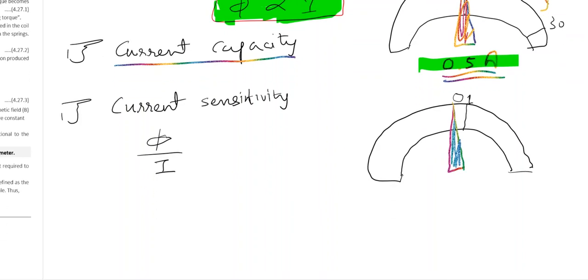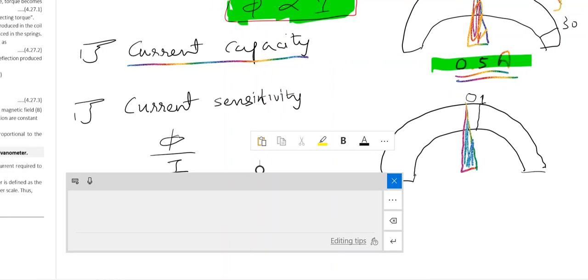So should the galvanometer have more capacity or more sensitivity? It depends on your need. The one which is more sensitive will show full scale deflection with very little current. The one which has very high current capacity will take too large current to show deflection of 1 unit. So it is difficult to satisfy both criteria. The one which is sensitive will not have much capacity. The one which has capacity will not have much sensitivity. So this is all we should know about galvanometer. Let us have a quick look at the question answer part.